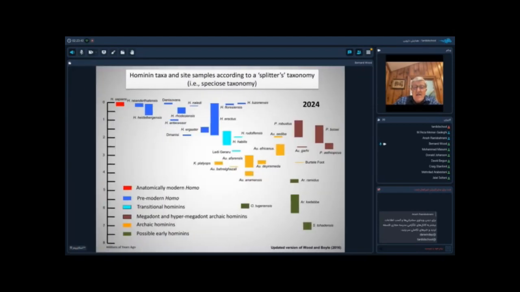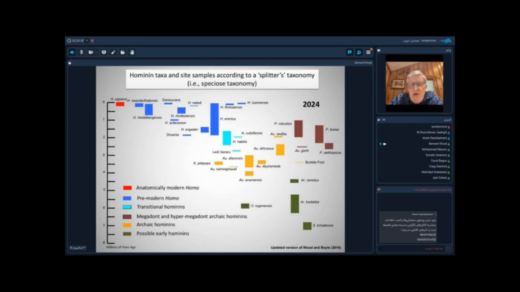Now, we have to have ancestors, but we don't have to have close relatives. I'm an only child. My father was an only child. So you don't have to have close relatives. This is a diagram of what is currently understood of the hominin fossil record.